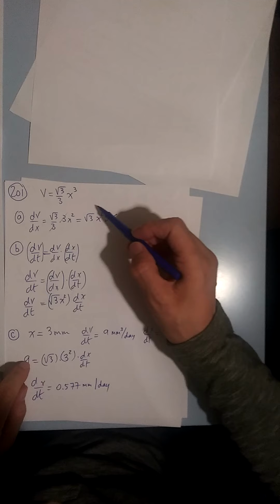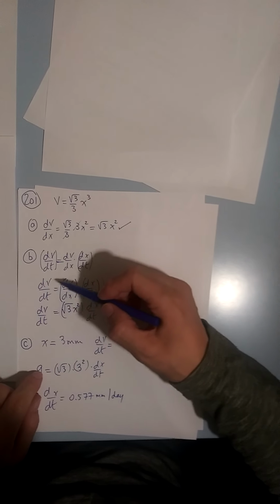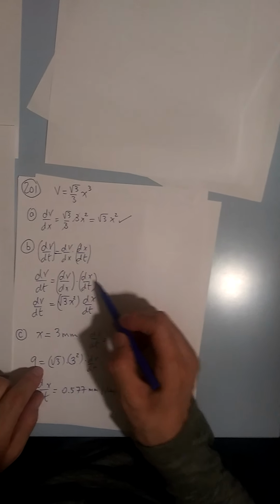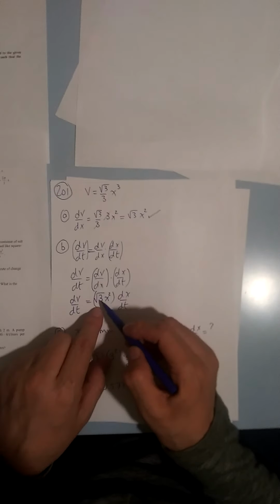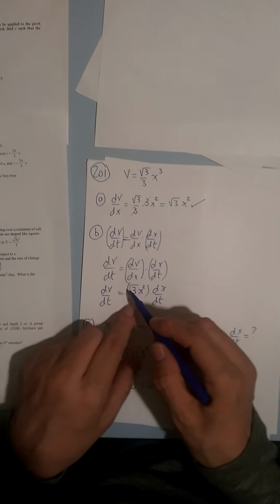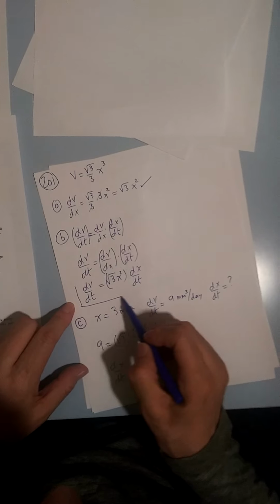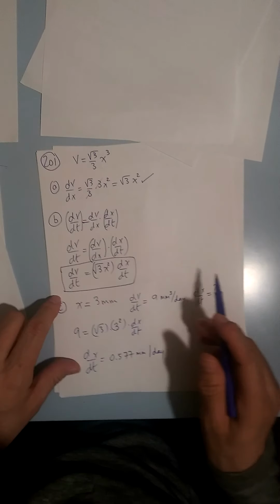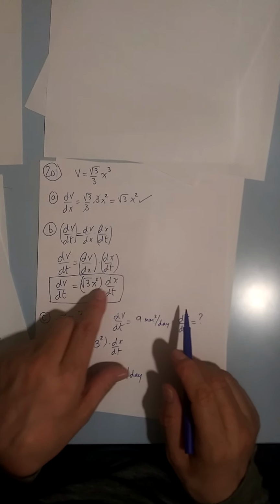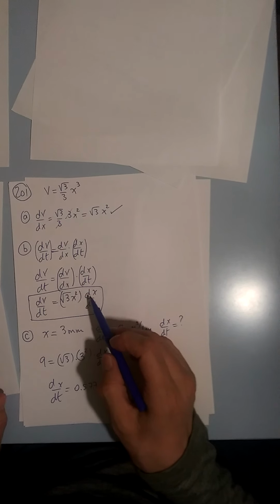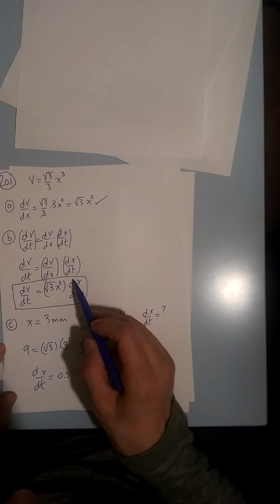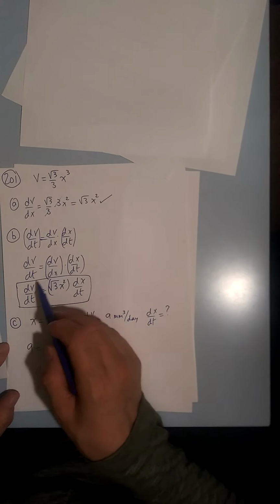So dV/dt equals, I'll put this in parentheses, dV/dx, which is root 3 times x squared, times dx/dt. And that's it. This is how the rate of change of volume is related to the rate of change of side. So when the side changes by this amount, the volume will change by this amount.